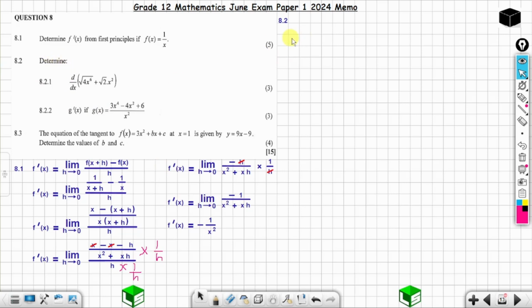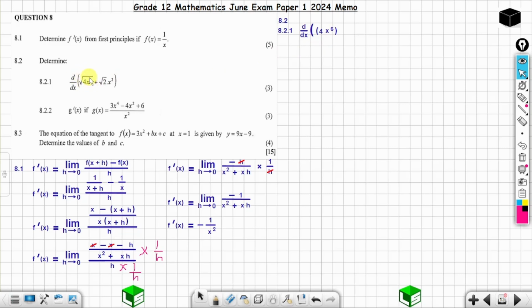Determine, we have 8.2.1. Determine the derivative of this with respect to x. Let's rewrite this so that we can find the derivative. So you have 4x to the power of 6. You're going to write it to the power of 1 over 2. Square root means you raise everything to the power of 1 over 2. Okay, you have 4x to the power of 6.